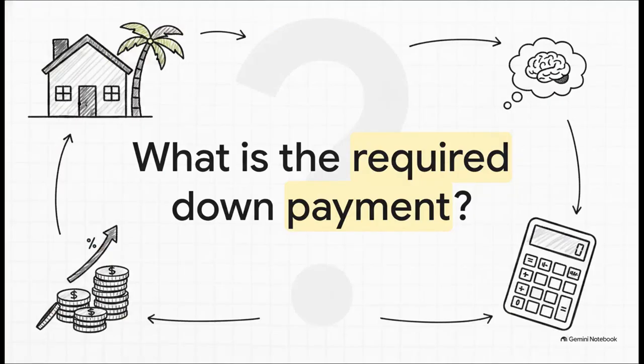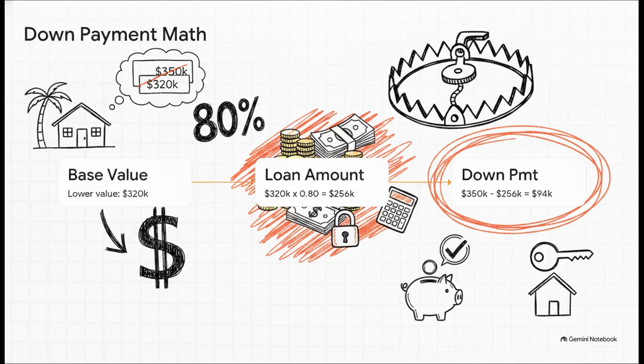Question 1. A buyer contracts a home for $350,000. It appraises at $320,000. The lender approves an 80% LTV loan. What is the buyer's required down payment? Pause the explainer right now, work out the math, and try to remember that base value trap we discussed earlier. Okay, let's see how you did.